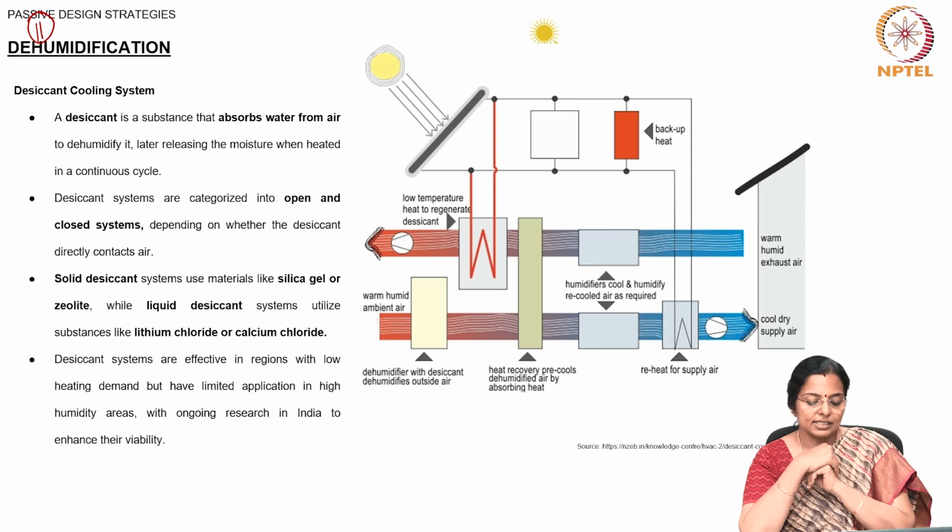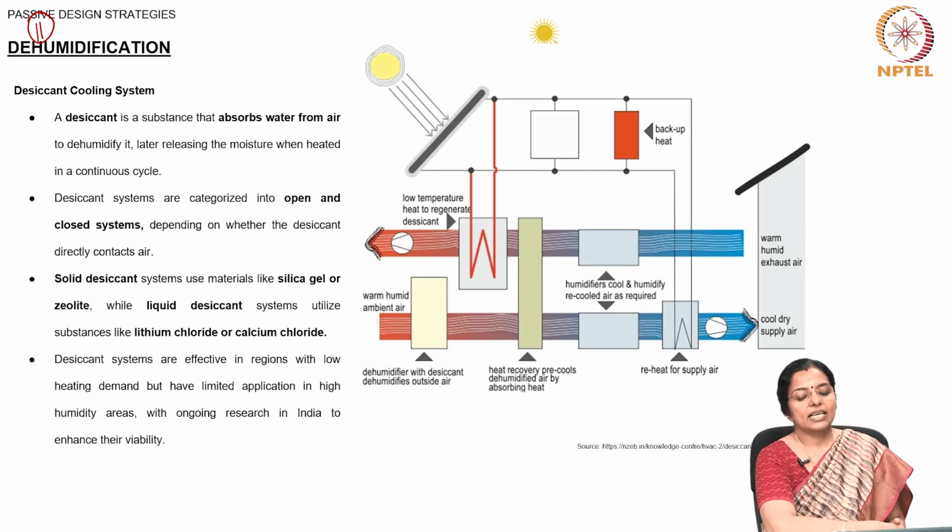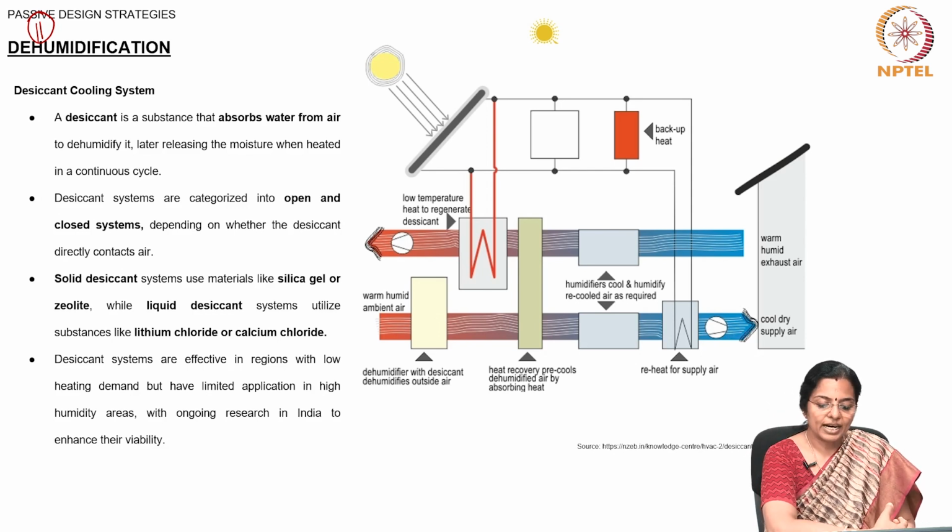Solid desiccant systems use materials like silica gel or zeolite, while liquid desiccant systems utilize substances like lithium chloride or calcium chloride. Desiccant systems are effective in regions with low heating demand but have limited application in high humidity areas, with ongoing research in India to enhance their viability.